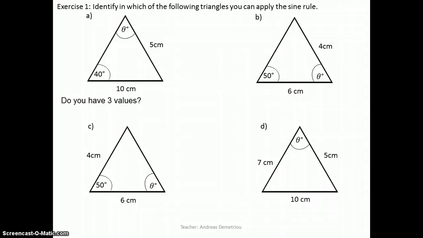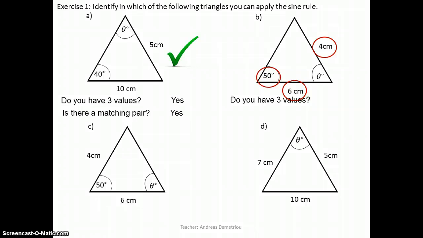First of all, you need to check whether you have three values, and you have three values here, and then you need to check if there's a matching pair. So you do have a matching pair, therefore you can use the sine rule. In the second problem, you need to check again if you have three values, and then see if there is a matching pair. You do have a matching pair, so again you can use the sine rule.